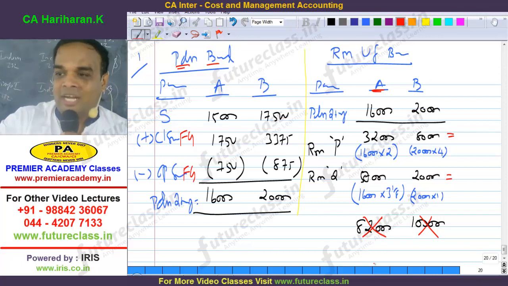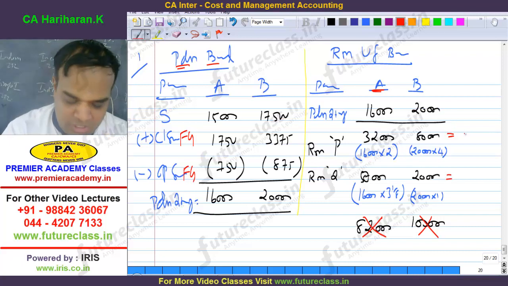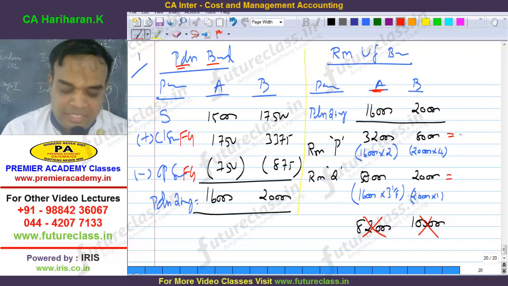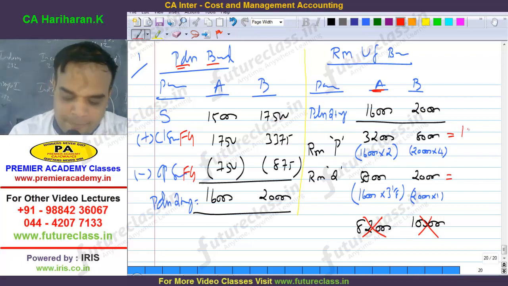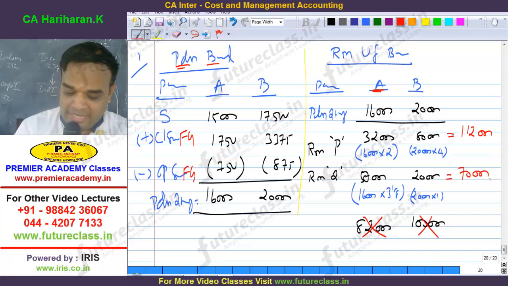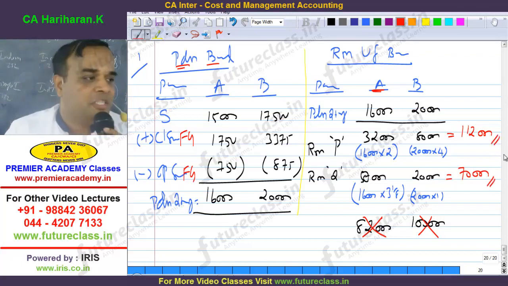You should ask the elders at your home and answer properly. Total comes to how much? 32,000 plus 80,000 is equal to 1 lakh, 12,000 and 70,000. Understood? Write 82,000 and 1 lakh, strike it off, slap yourself, thereafter you can rectify the mistake.